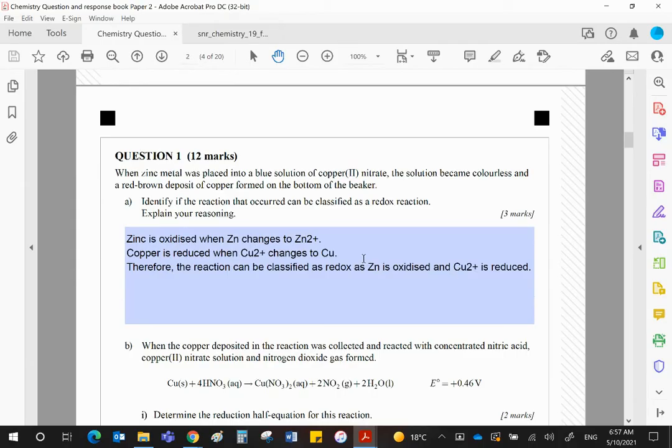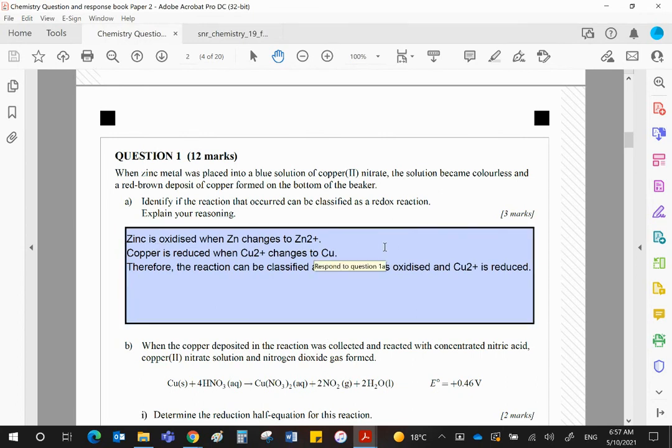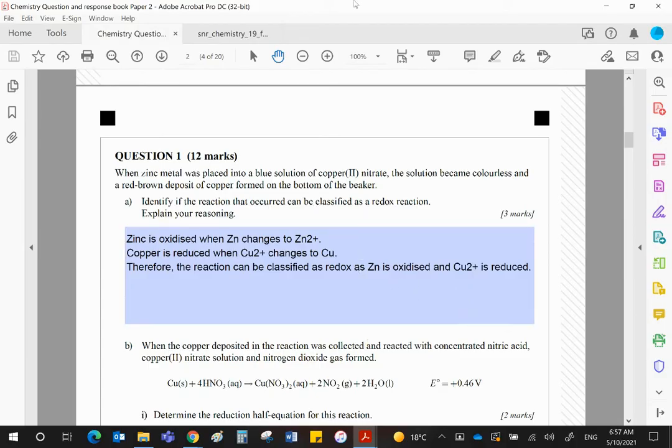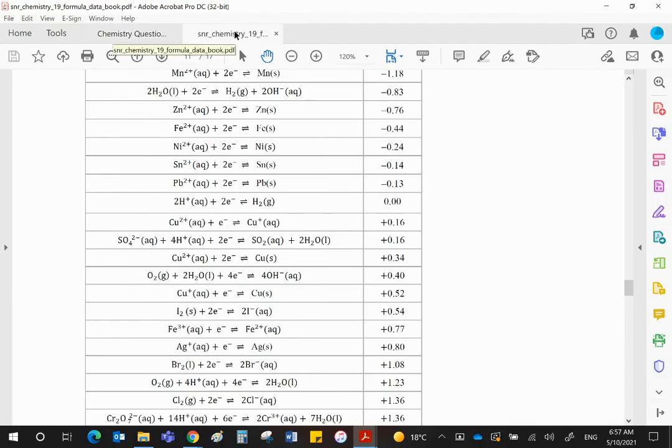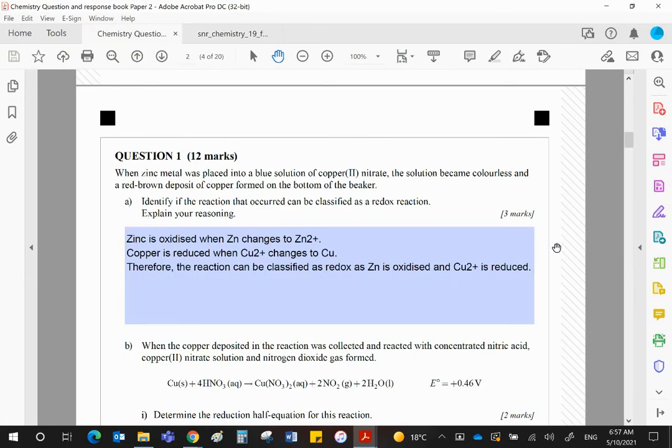a redox reaction. The zinc obviously is turning into zinc ions, the copper ions are turning into copper, so therefore it is redox. Zinc, of course, has been oxidized and copper 2 plus has been reduced. This is a simple metal displacement reaction where a more reactive metal is displacing a less reactive one. Again, you have your chart of the electropotentials if you need to use it, but I'm hoping that that's pretty straightforward.